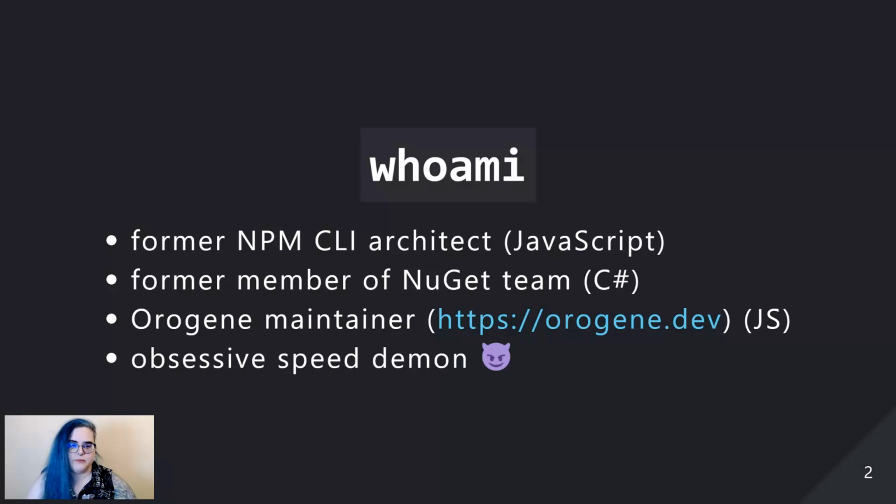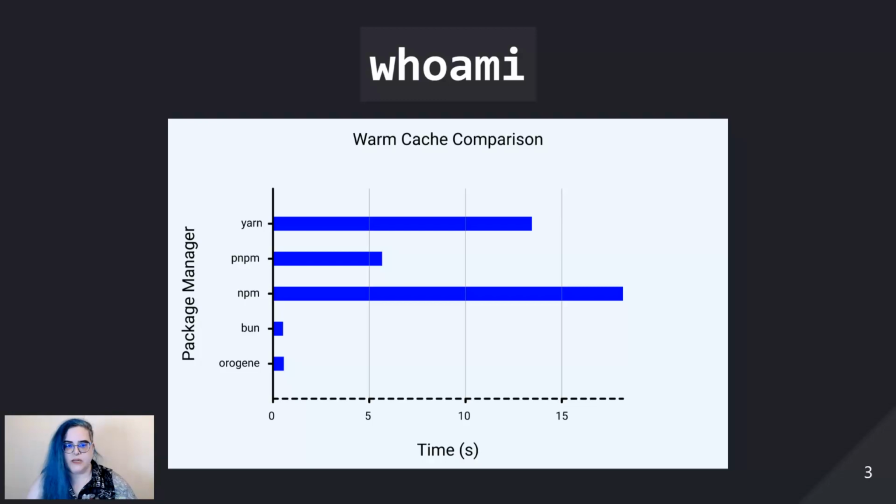I'm also kind of an obsessive speed demon. During my NPM era, I managed to speed it up by about 500 times in some scenarios, which is kind of ridiculous, but I swear it happened. And Origin is even faster. So this is what I mean. I really like making graphs that look like this. Origin, by the way, is the one at the bottom there.